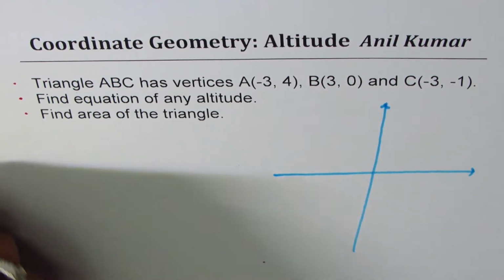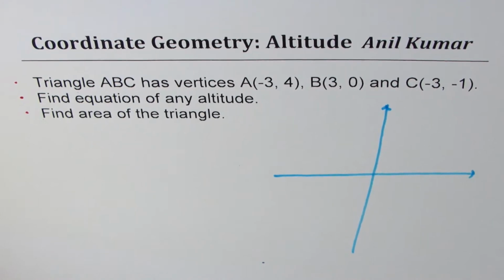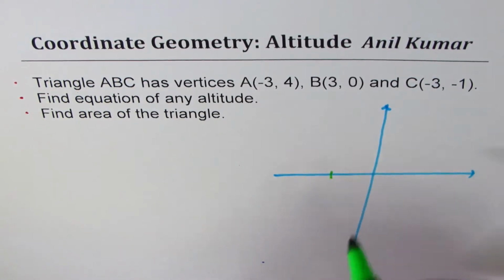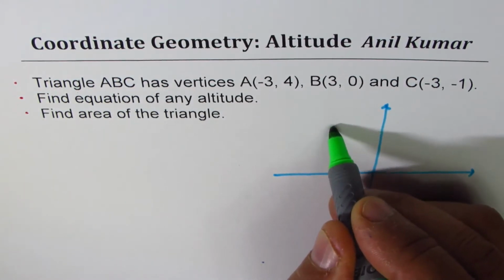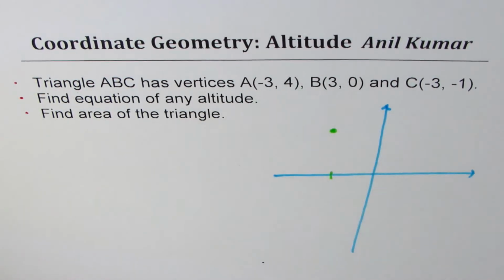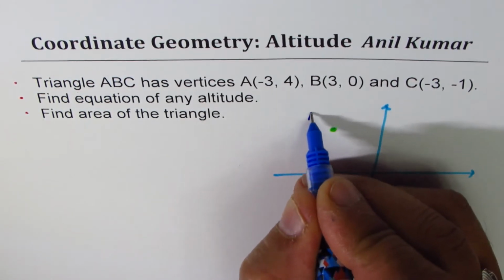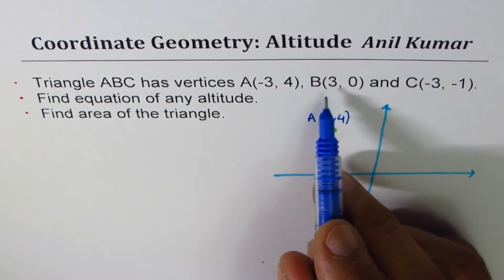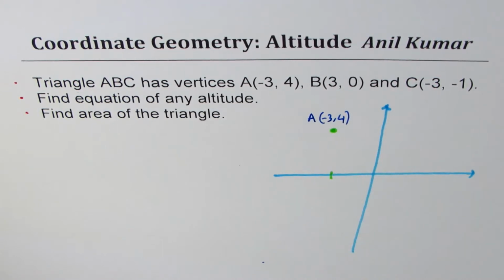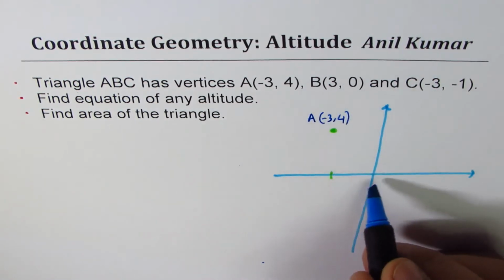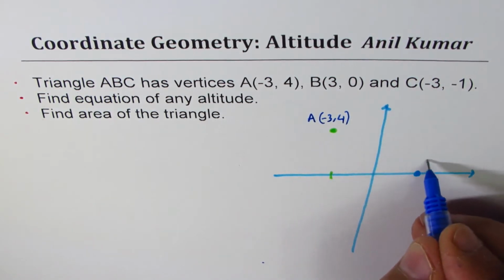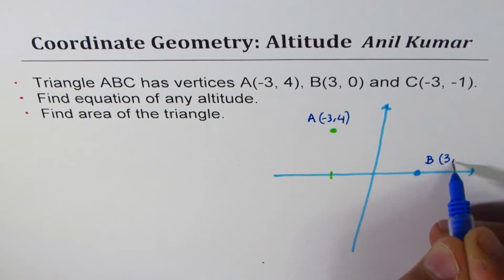Let's say point A is -3, 4, right? Let's say this is -3. 4 will be slightly more. So let's say this will be -3, 4, and that's the coordinate for point A for us. So A is -3, 4. B is 3, 0. That means it is the x-intercept. So let's say this is the point B and it is 3, 0.